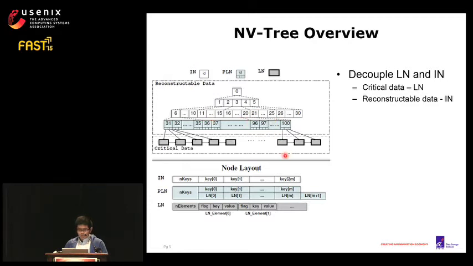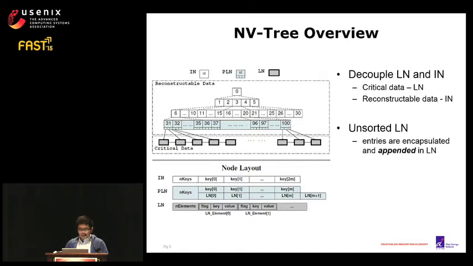So leaf nodes are stored in a single linked list and can also be accessed by the parent of leaf nodes, the PLN, through these links, just like B+Tree. Then ordered writes are only enforced for updates in leaf nodes. For internal nodes, because they are always reconstructible from leaf nodes, ordered writes are not enforced.